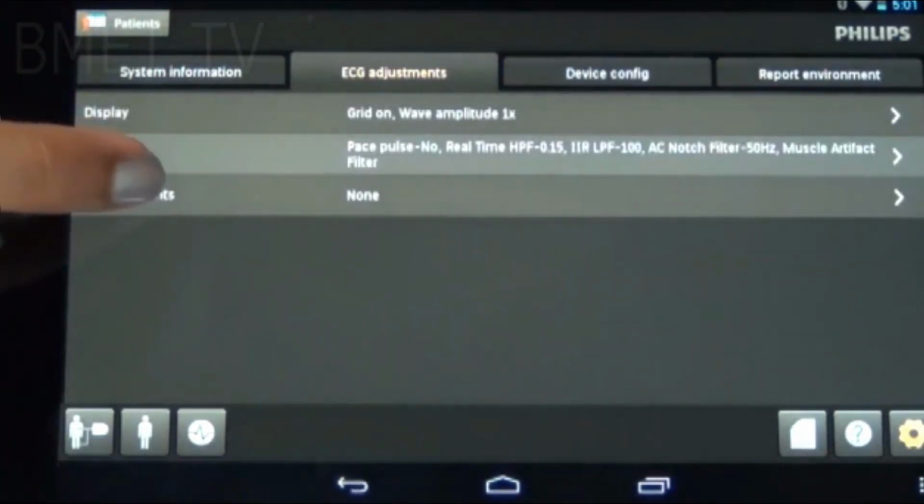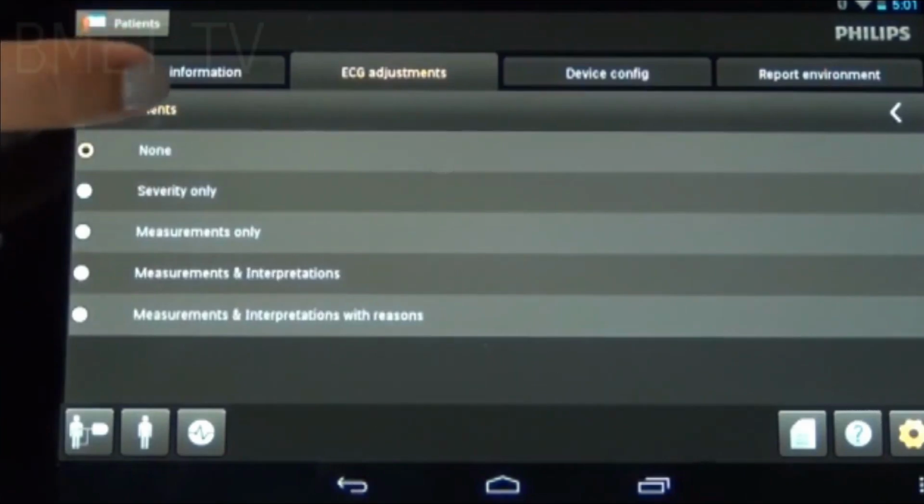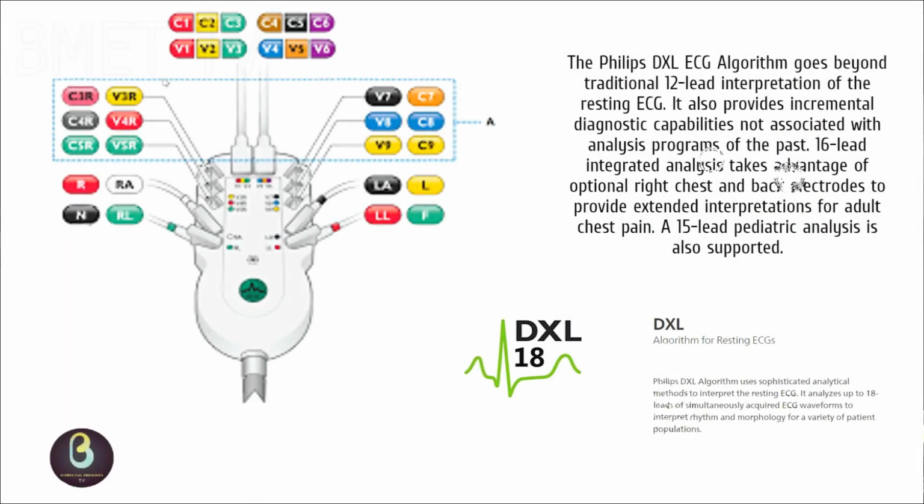While the limb leads and chest leads comprise the standard 12-lead ECG, it has long been recognized that additional electrodes can provide information that is poorly or not at all seen on the traditional 12-lead ECG. In addition to the standard limb and chest leads, the DXL algorithm can incorporate any 4 of 6 additional leads from the following: right chest leads, V3R, V4R, V5R, and posterior leads, V7, V8, and V9.